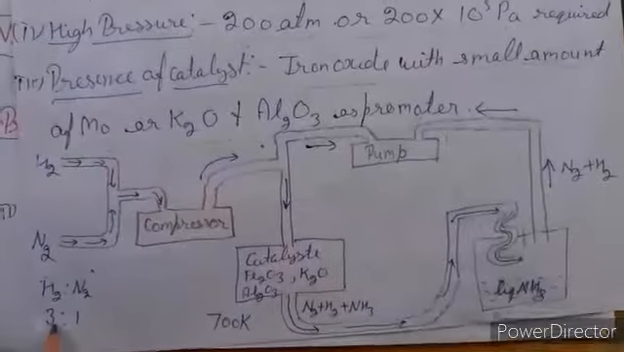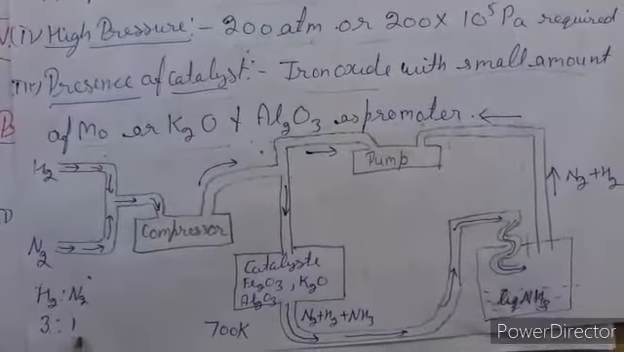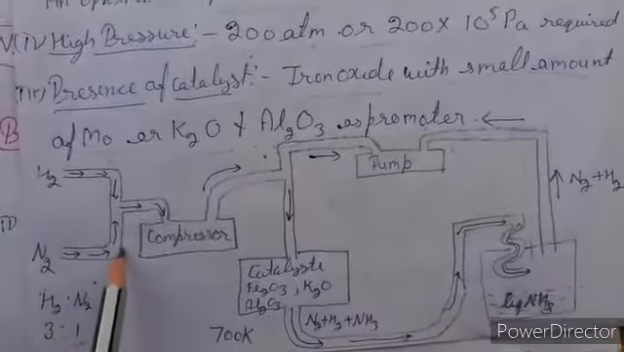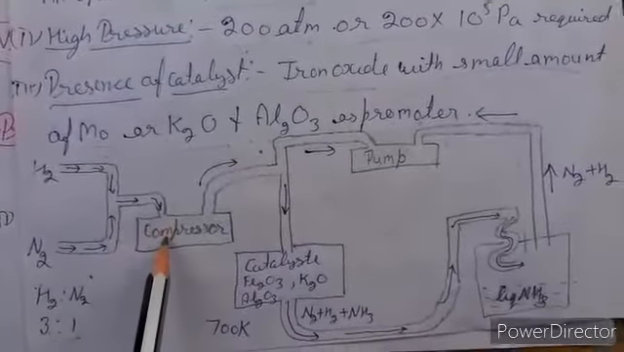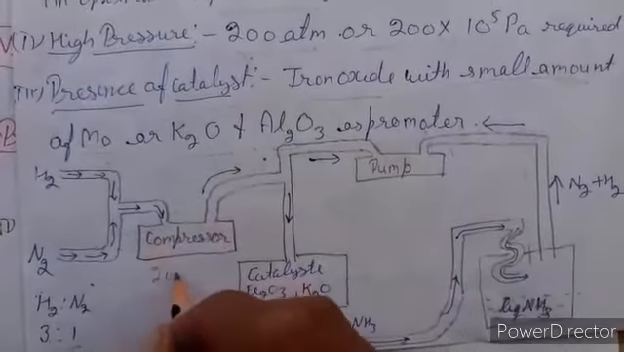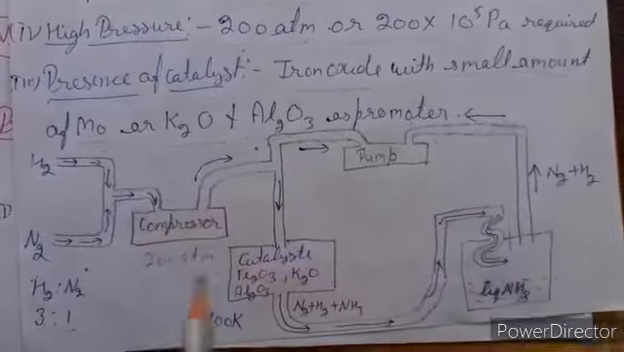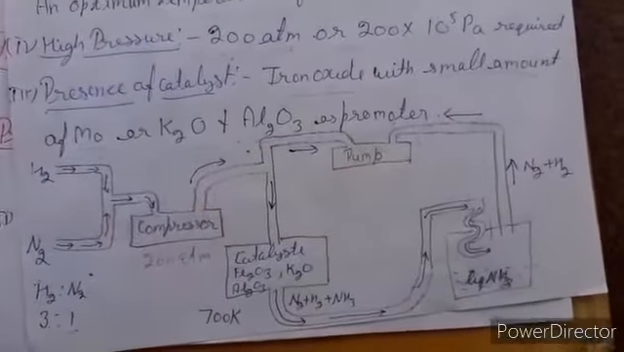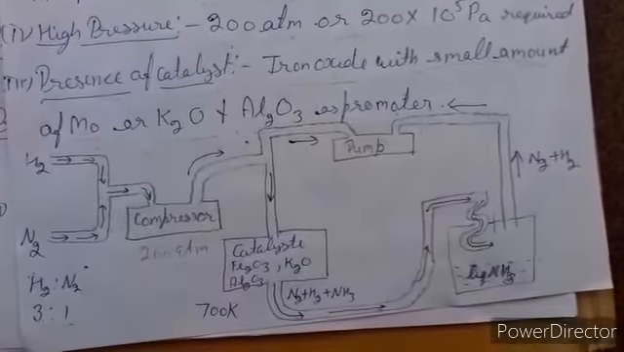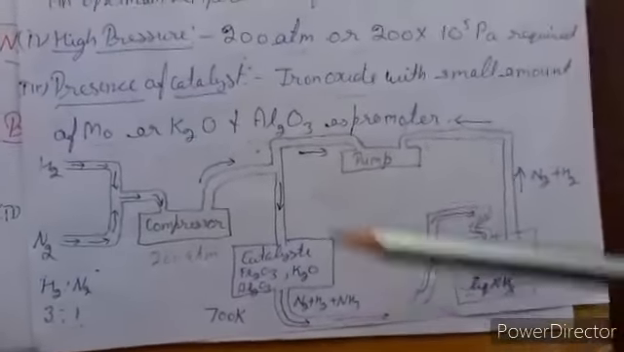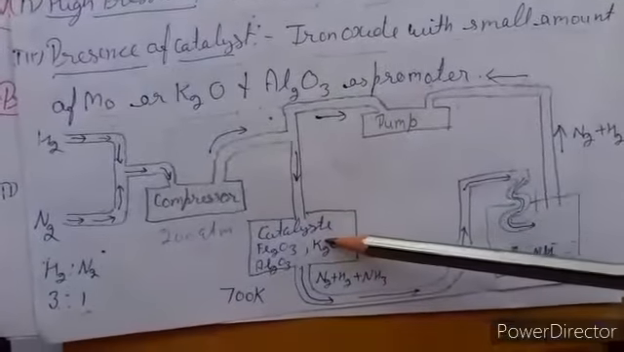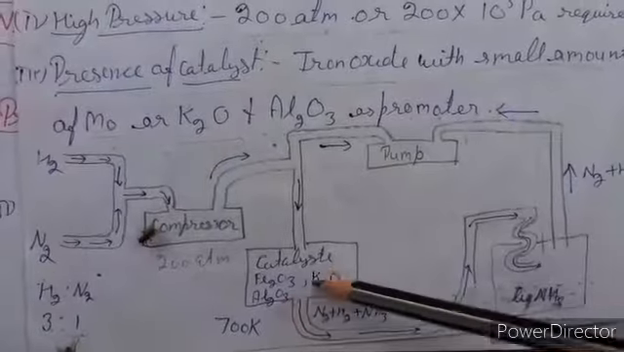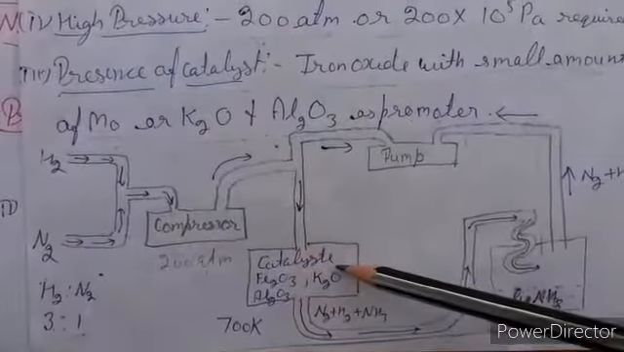So we use 3 molecules of hydrogen and 1 molecule of nitrogen, in a 3:1 ratio, passing through the pipes and into the compressor where 200 atmospheric pressure is present. After compression we pass the gases through a lime tower, to make them free from moisture and carbon dioxide. Then we send them to the catalyst chamber, where iron oxide, potassium oxide or alumina is present.